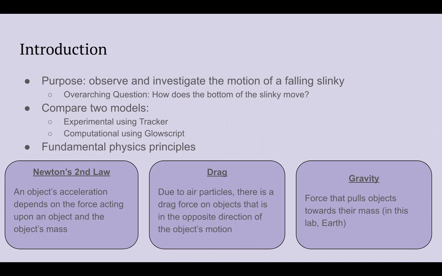For this lab, we will compare two models. The first model is an experimental model using Tracker, and the second is a computational model using GlowScript. The first fundamental physics principle used in this lab is Newton's second law, which states that an object's acceleration depends on the force acting upon an object and the object's mass.